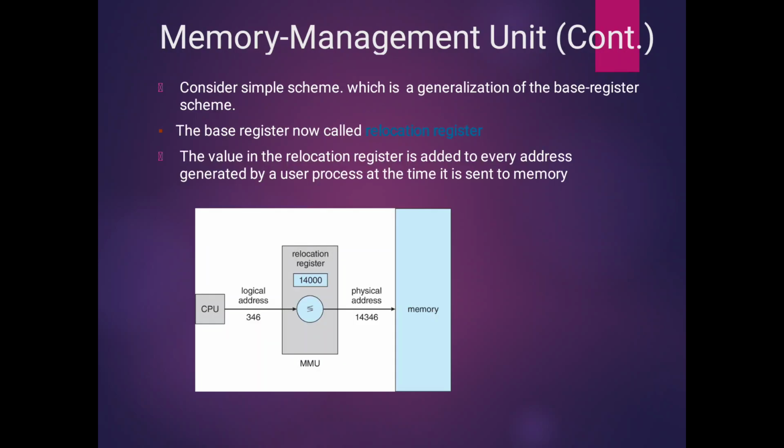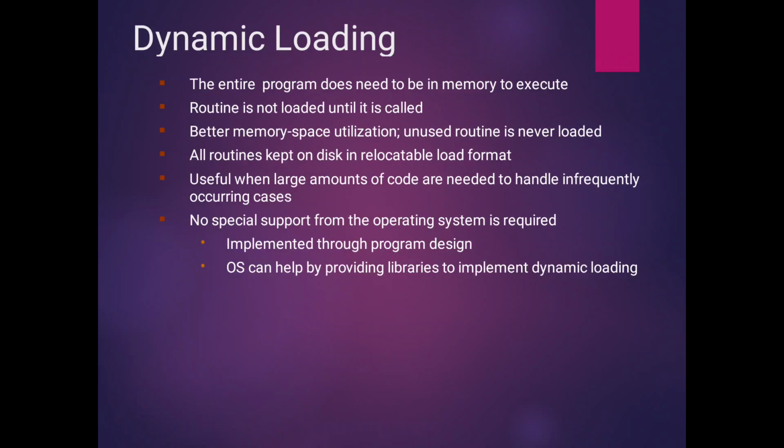Consider a simple scheme which is a generalization of the base register scheme. The base register is now called the relocation register. The value in the relocation register is added to every address generated by a user process at the time it is sent to memory. Initially the CPU generates a logical address, then the memory unit generates a relocation address. The logical address is added to the relocation address, and finally we get the physical address. That is the indication of where the memory is to be loaded.